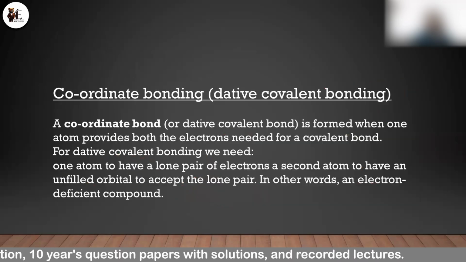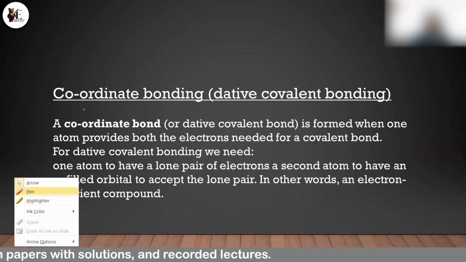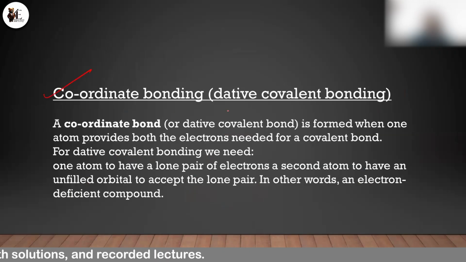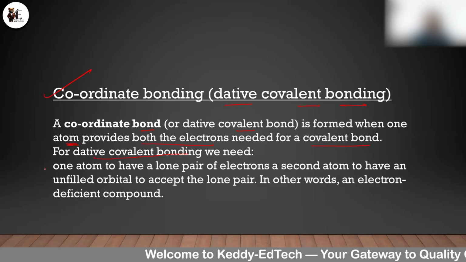We have read about ionic bonding, covalent bonding, and the third type of bonding which we'll read in this chapter, chemical bonding, is coordinate bonding, which is also known as dative covalent bonding. So a coordinate bond or dative covalent bond is formed when one atom provides both the electrons. One atom is providing both the electrons which are needed for a covalent bond. So for dative covalent bonding, we need two conditions.